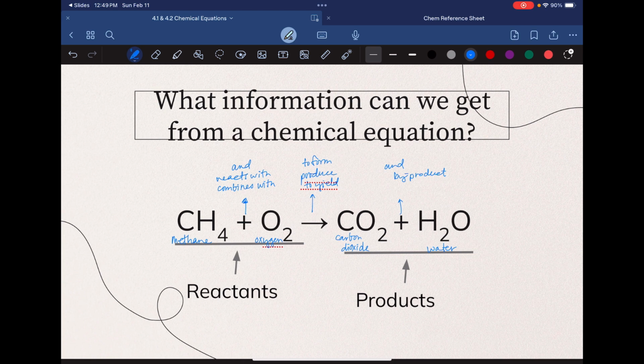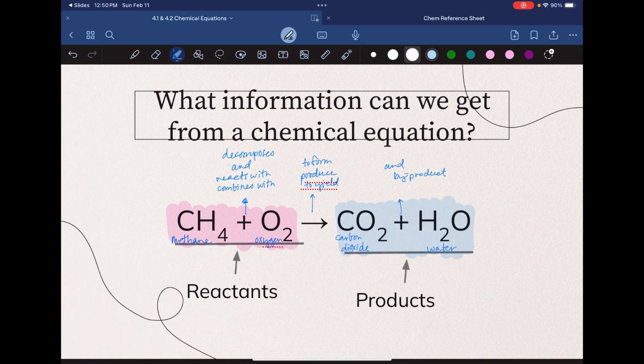But the reactants are on the left side of the arrow, and I will highlight them in this pinky color. So these are your reactants. You can have multiple reactants. You could have one reactant. Sometimes if you just have one reactant, the word to use would be decomposes. And then you have your products on the other side, which I will put in blue.